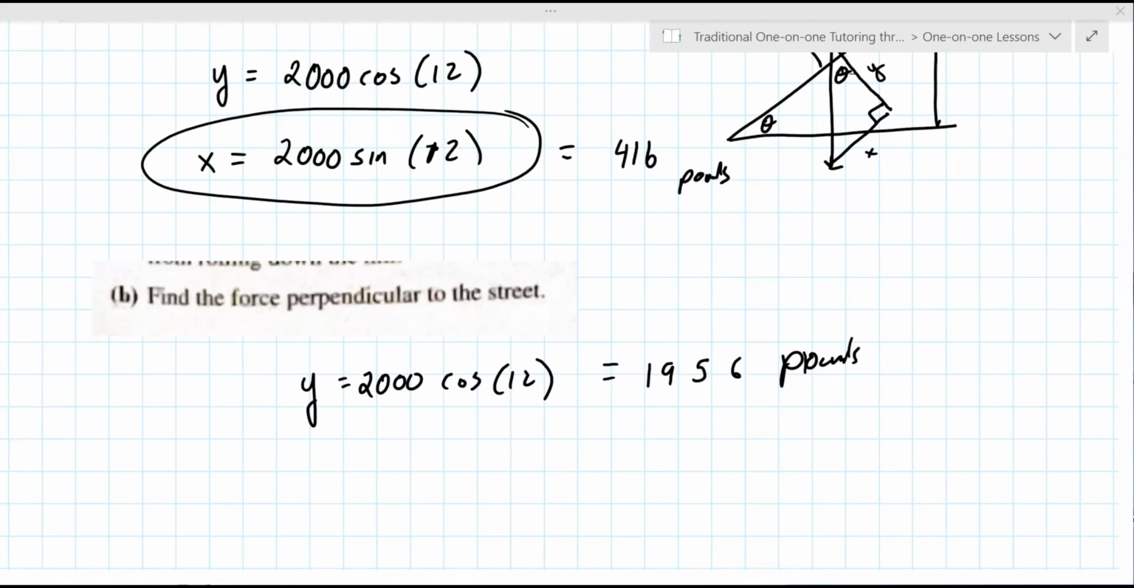All right, 52 here, work. Find the work done.